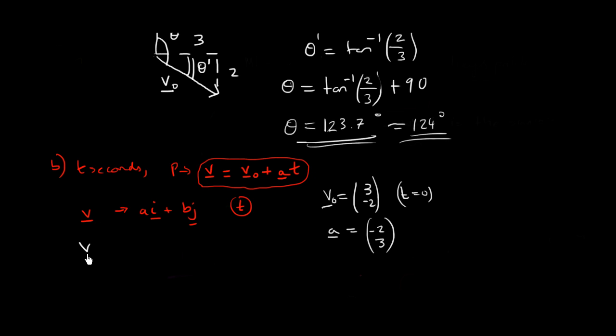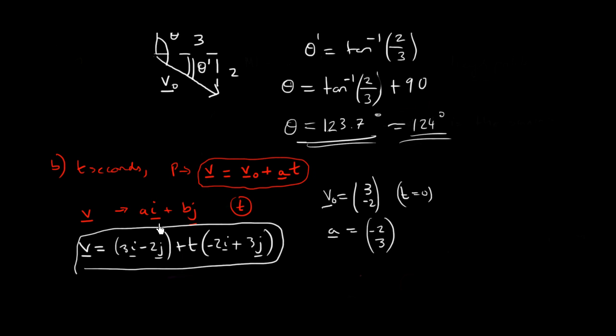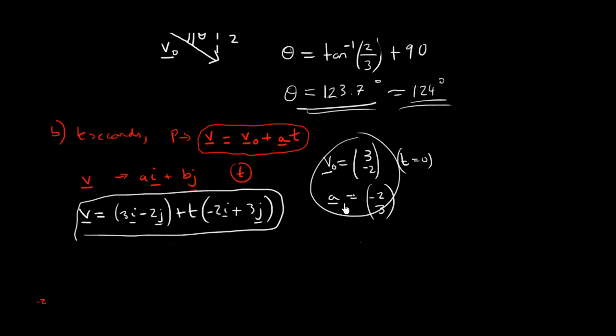They want this general v equals v naught, which is 3i minus 2j, plus t times the acceleration, which is minus 2i plus 3j. And this is what they're asking us to do in this question. It's basically to write this exact thing, but with i's and j's. So I would still write it like this if possible. If I need to use it in the rest of the question, I will write it again like that, and they won't mind. They just here wanted it like that.